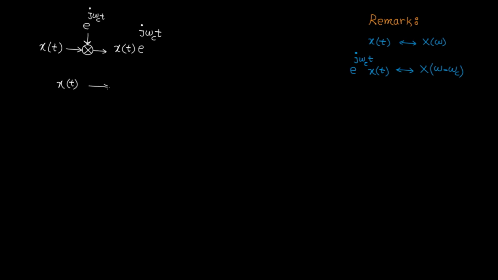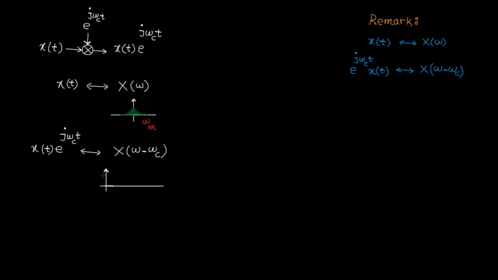Now let's go back to our example where the maximum frequency in X(ω) is ω_m. When we multiply it by this complex function, X(ω) gets shifted by ω_c. This means 0 goes to ω_c and ω_m goes to ω_m plus ω_c. Here we go. Now think about it. Why is this useful? If we transmit x(t) itself, length of antenna in the receiver side is inversely proportional to the maximum frequency, or ω_m.